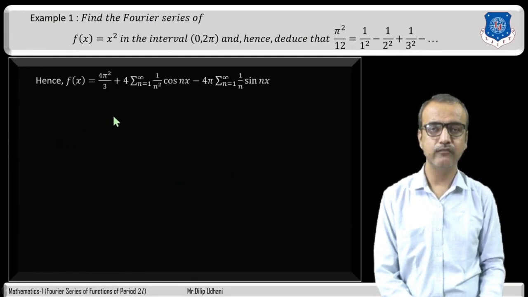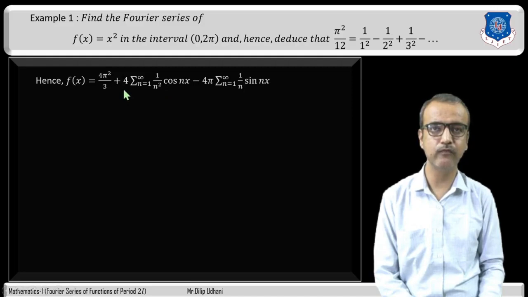Now we will find out the Fourier series of the given function. Hence f of x equals a0 by 2, right? Putting down the value of a0 and dividing it by 2, we have 4 pi square by 3. Then plus summation n from 1 to infinity, this is cos nx and the value of an is 4 upon n square.